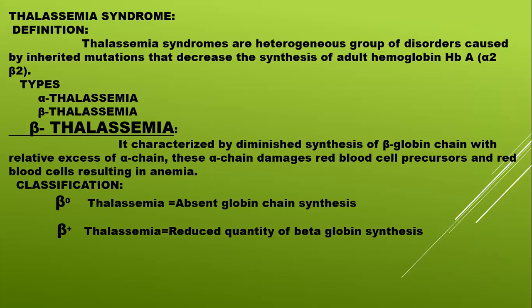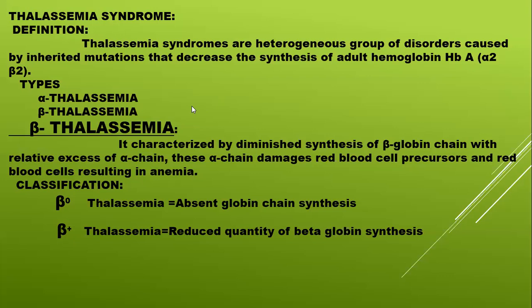By definition, thalassemia syndromes are a heterogeneous group of disorders caused by inherited mutations that decrease the synthesis of hemoglobin, adult hemoglobin A. Types of thalassemia: alpha and beta thalassemia.